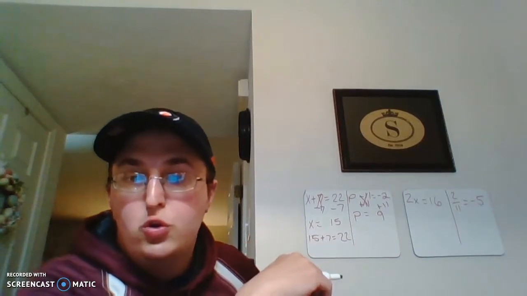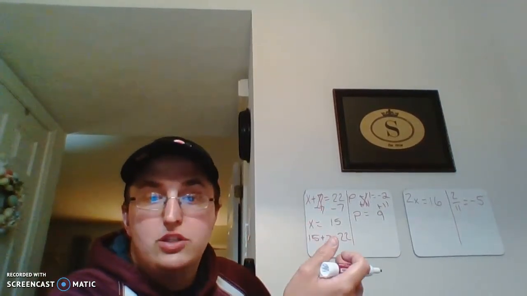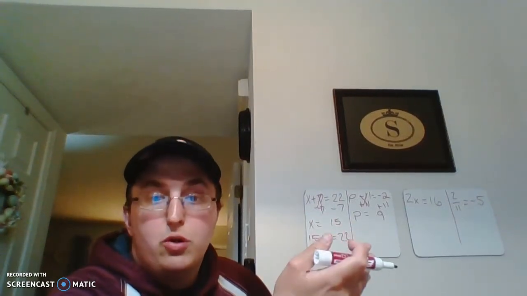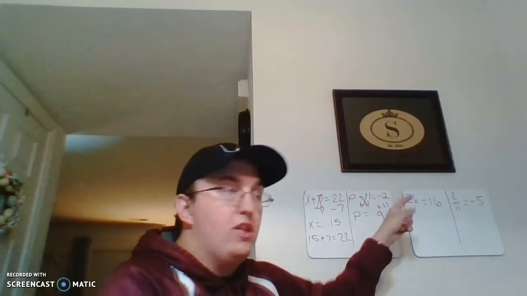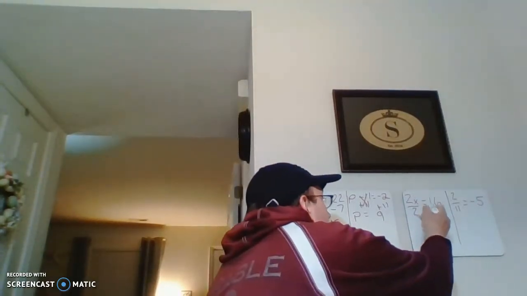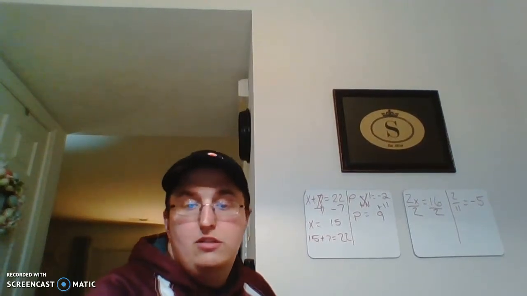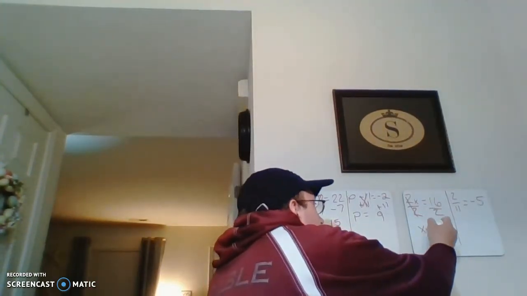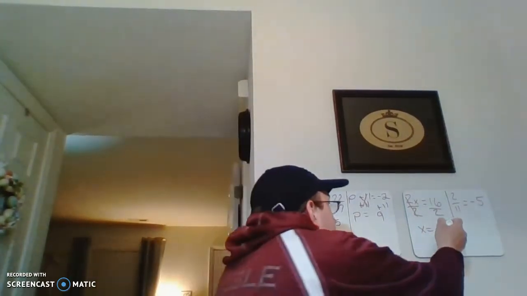Next problem we have is 2x equals 16. So right away, that doesn't look like there's an operation there, but remember, a number directly in front of a variable shows multiplication. So this is multiplication, so the opposite, we have to divide. Divide by 2. 2 divided by 2 is 1, and 1 times x is just going to be x, so we can cross out the 2. 16 divided by 2 is 8.